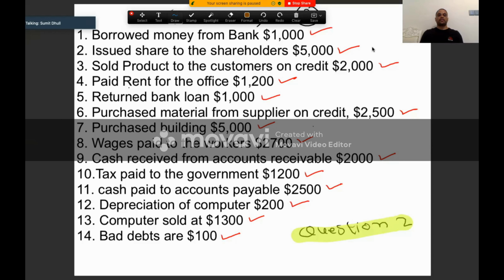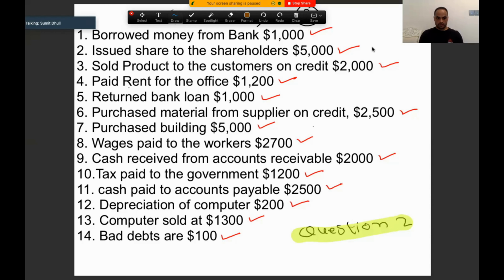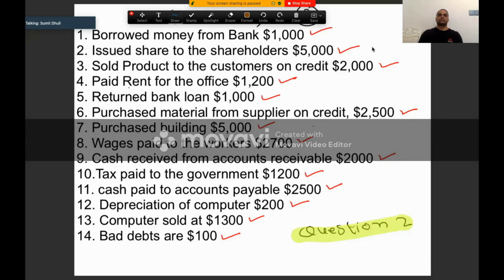Okay. Number 12, depreciation on computer. I don't know whether computer is credit. So what is your journal entry? I think depreciation is debit and computer is credit. Yes, that's right. Depreciation expense is debit and computer is credit.